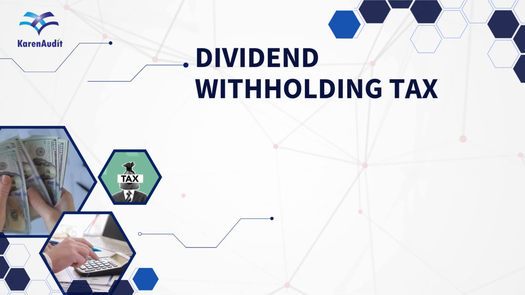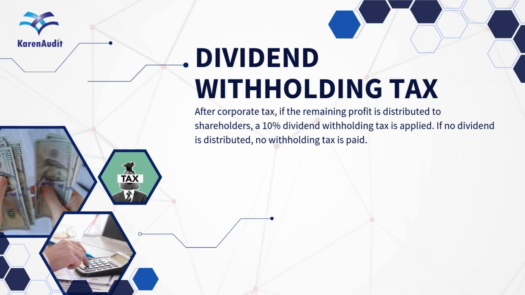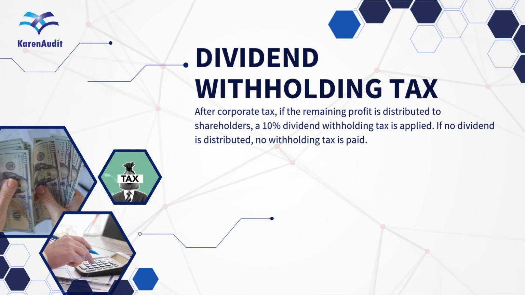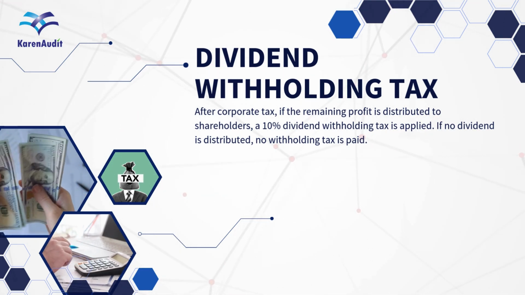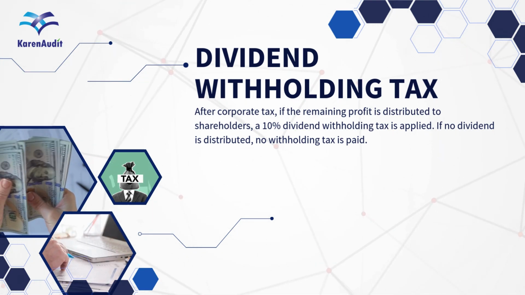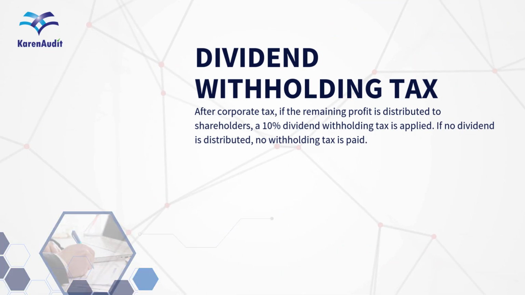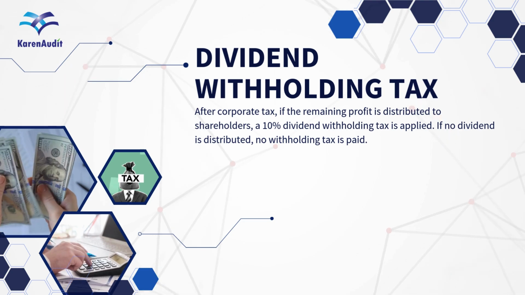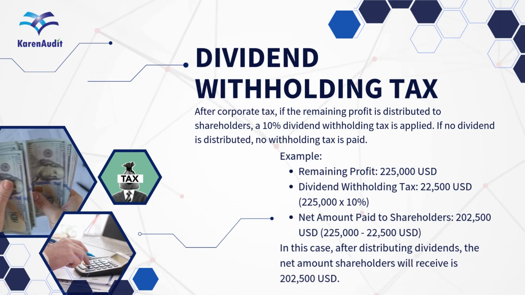So secondly, dividend withholding tax. After corporate tax, if the remaining profit is distributed to shareholders, a 10% dividend withholding tax is applied. If no dividend is distributed, no withholding tax is paid. Dividend withholding tax is calculated on the profit after corporate tax. Continuing with the previous example.